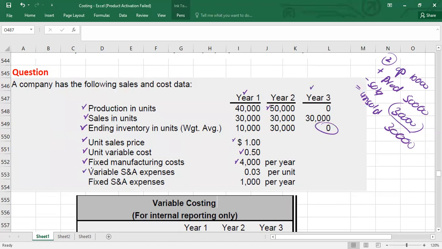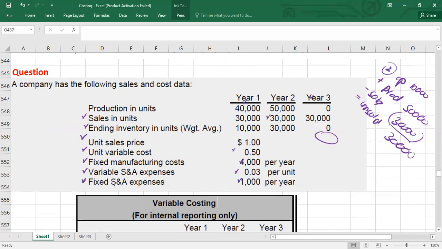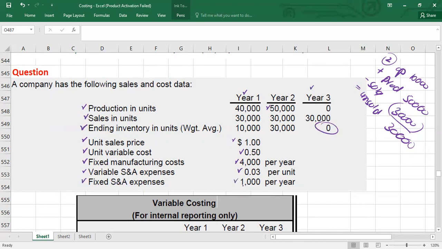We have variable selling and advertisement cost of $0.03 per unit, and a fixed selling and administration expense of 1,000. This is for sure a period cost. Okay, now, guys, we have to produce the income statement.